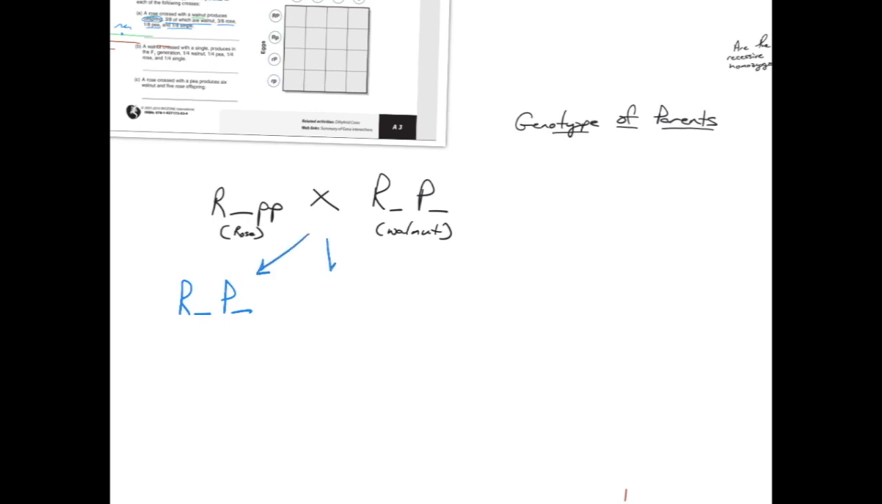What's the other one? So we got rose, which is big R, blank, little p, right? And what's the other one? Little r, blank. All right, and then? So one single, which is what? Little r, little r, little p, little p. All right.